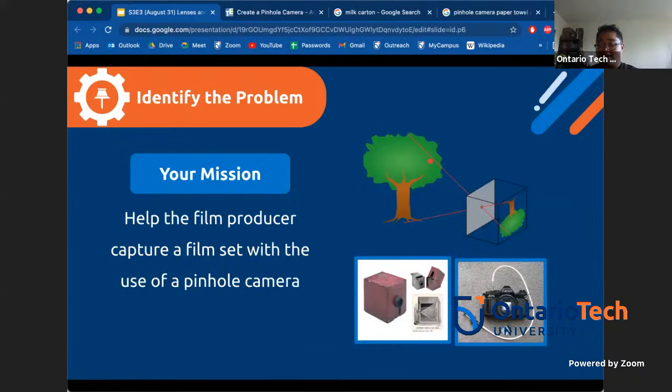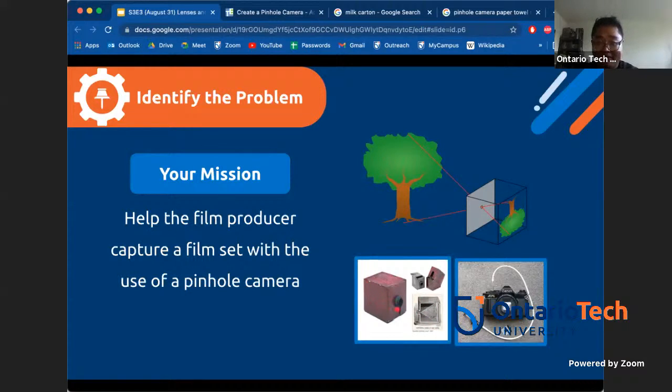So we'll get into the activity that we have for today. We are going to help a film producer capture a film set, and we'll be using a pinhole camera. These are examples of a pinhole camera in real life. Someone used an old digital camera and flipped it to make it into a pinhole camera. You can see this tiny hole here that allows light to enter through it. This is a very similar version of the diagram in the previous slide. It's just a box, and light enters through one hole and allows the image to be viewed there.